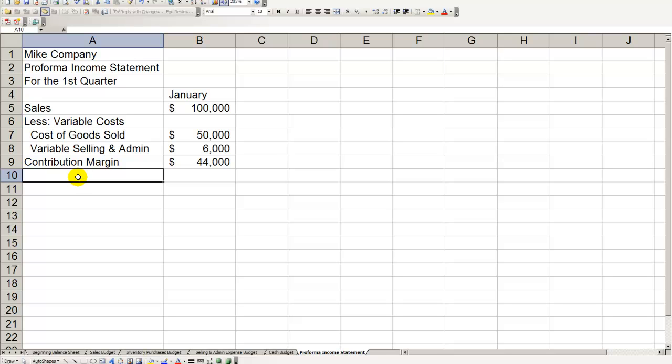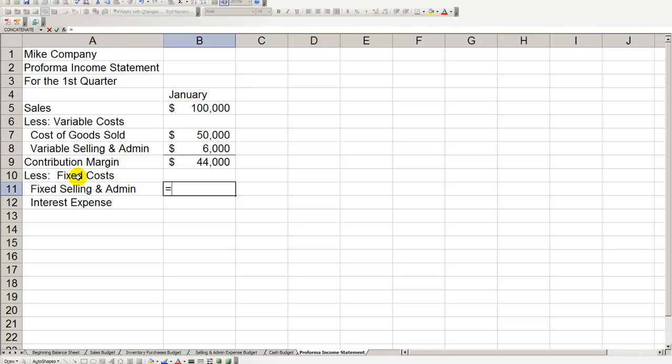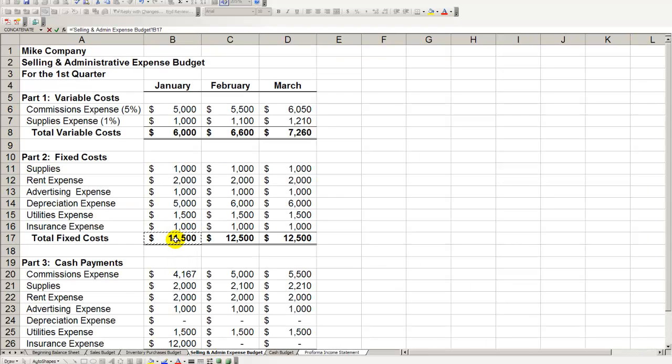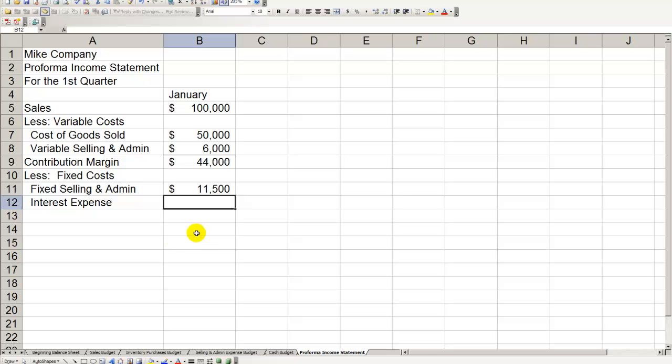From there, we subtract out all of our fixed costs. Those fixed costs include our fixed selling and administrative expenses, and the other cost that we know about that's an expense is interest expense. The fixed selling and administrative expenses we've already calculated on our selling and administrative expense budget. Those in January are 11,500.